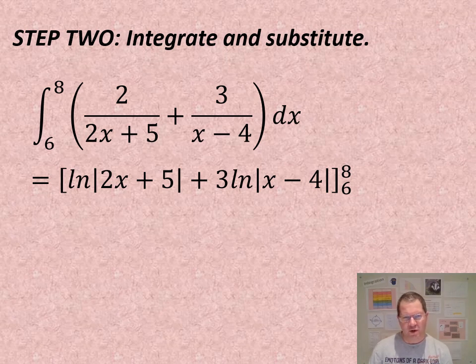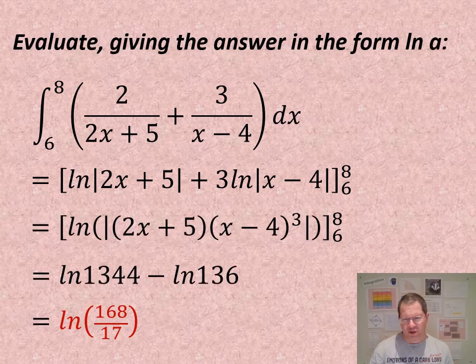And although I haven't shown the working here, when we integrate 2 over 2x plus 5, we can use the substitution u equals 2x plus 5, and that gives us ln 2x plus 5. And when we integrate 3 over x minus 4, we can use the substitution u equals x minus 4, and that gives us 3 ln x minus 4. We could substitute the numbers in straight away, or we could use laws of logs to simplify the expression.